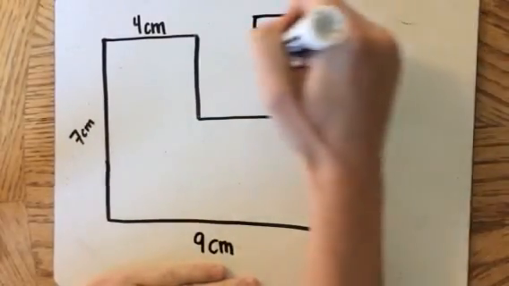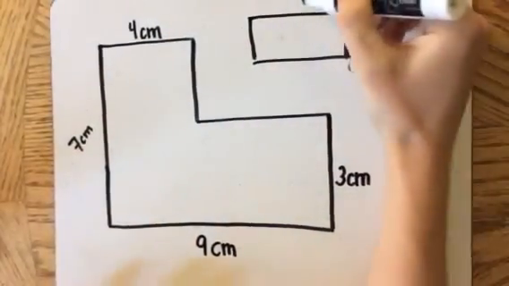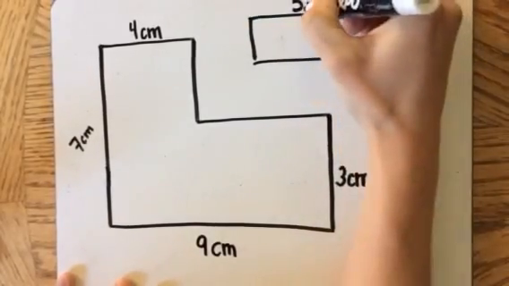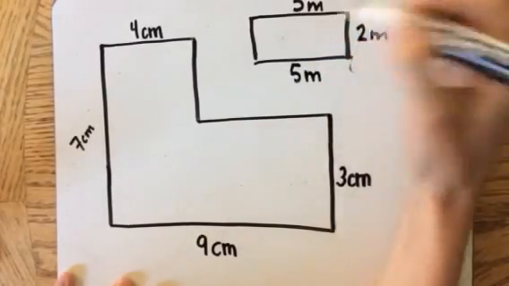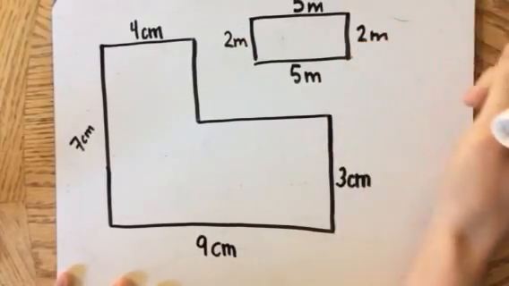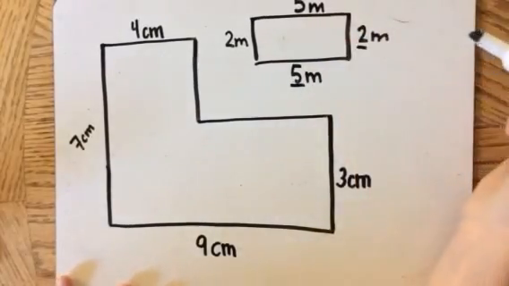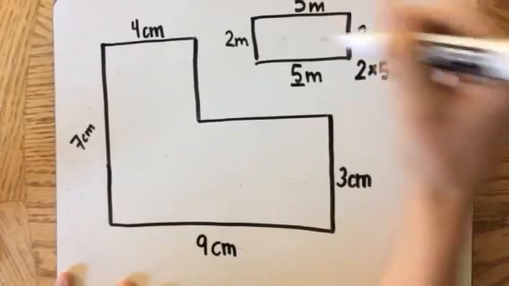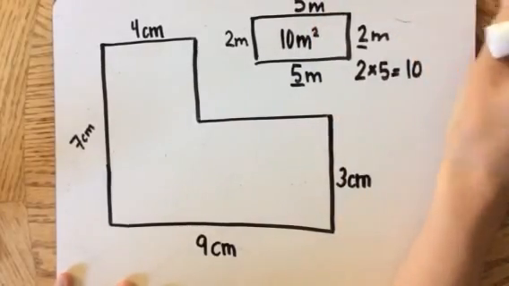A rectangle has these two sides the same length and these two the same side length. So if this side length were 5 meters, this side length would be 5 meters. If this were 2 meters, this one would be 2 meters. And we already know to find the area of a rectangle like this, what do we do with the side lengths, the 2 and the 5? We're going to multiply them. So I would write 2 times 5 is 10. So the area here would be 10 meters squared or square meters.